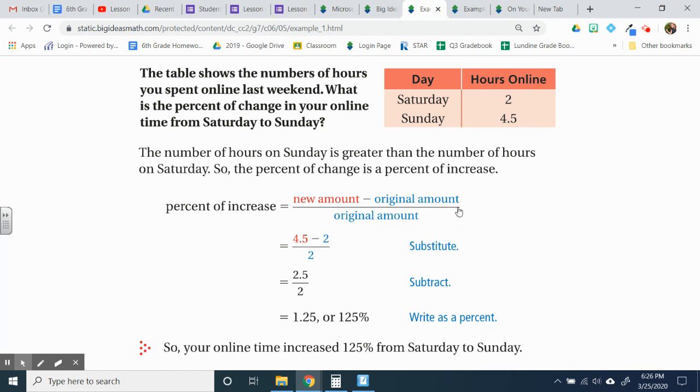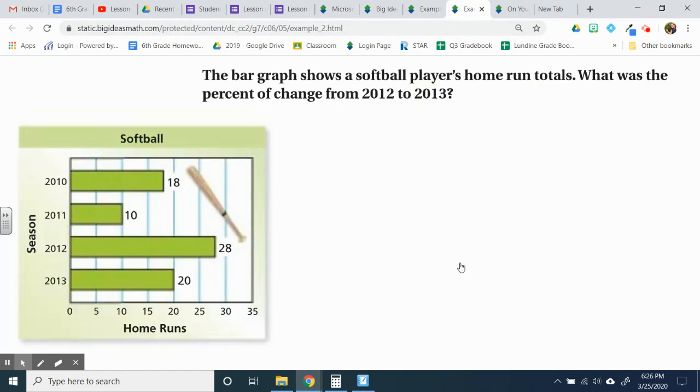The second example we're going to look at today has to do with a bar graph. This bar graph shows a softball player's home run totals, and what was the percent of change from 2012 to 2013 is what we're looking at.